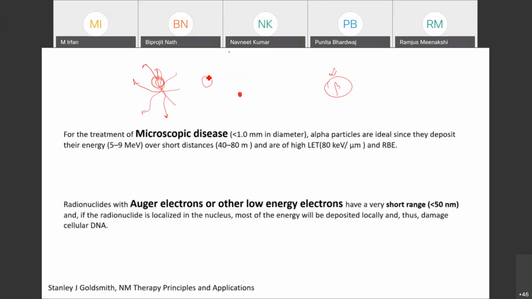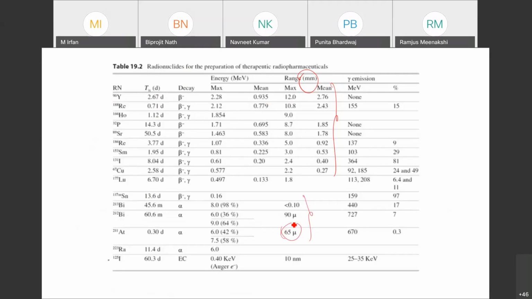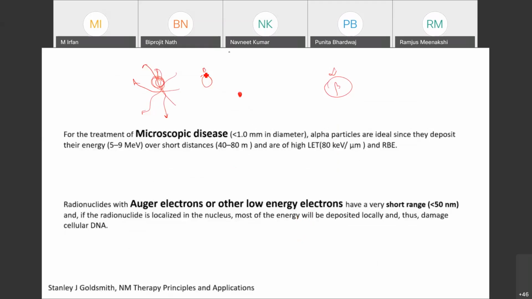But now if I use an alpha emitting radionuclide, it has a lower range, as we can see from here, in microns. So it will deposit energy over a small region, small volume, and lead to effective energy deposition in this volume, causing molecular lesions, double strand breaks, and many more things, and cause cell death. That's how, for treatment of microscopic disease, we always have to go for alpha emitting radionuclides because they have a shorter range.